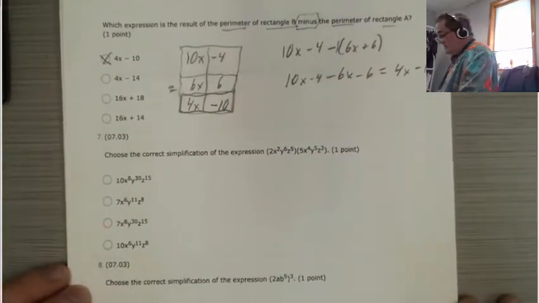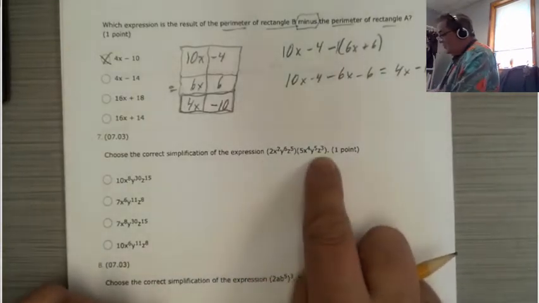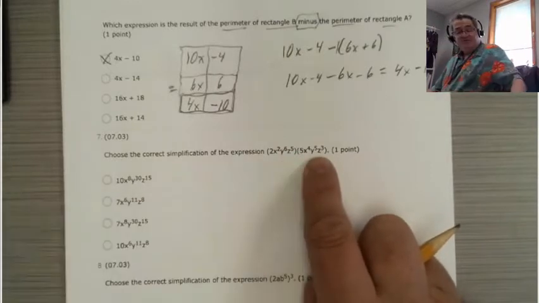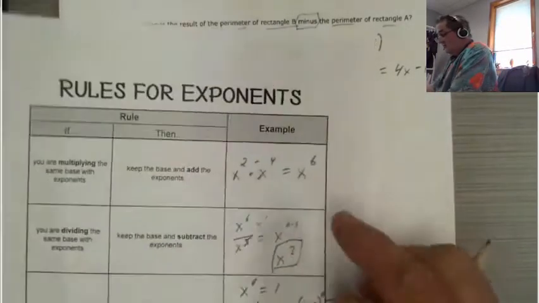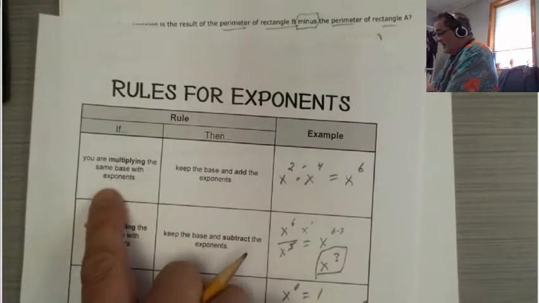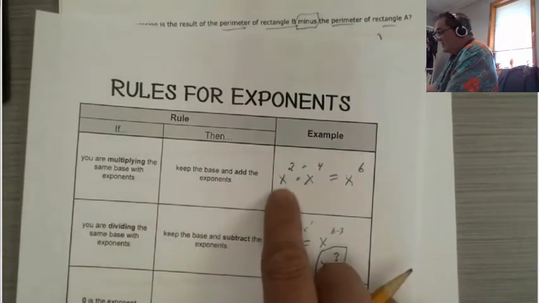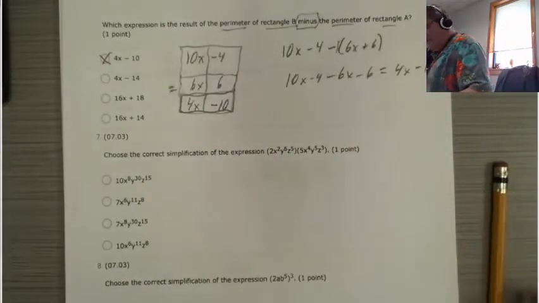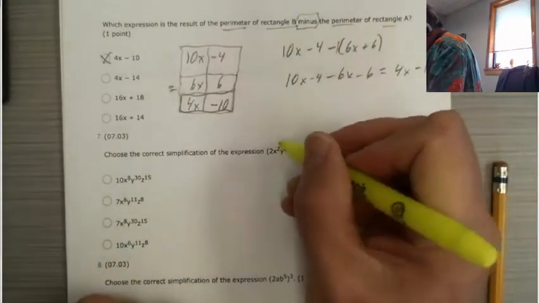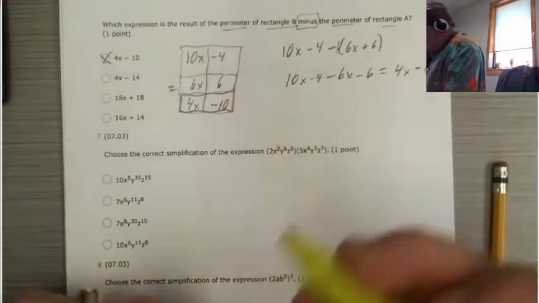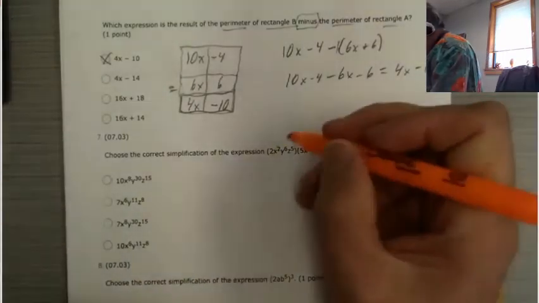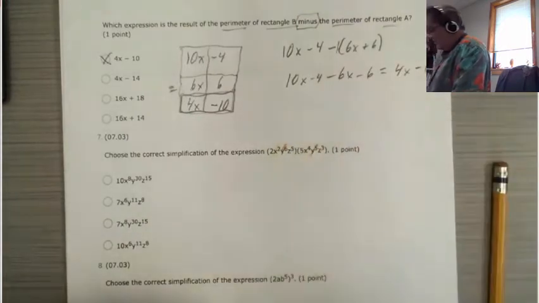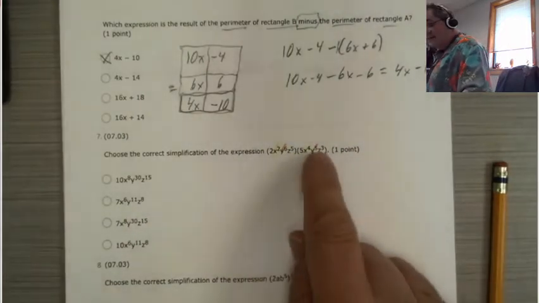All right, choose the correct simplification of this expression. So what we have here is one term and another term. This goes back to our rule for multiplying exponents. If we have an x squared times an x to the fourth, it's x to the sixth. So for this, we have to identify like terms. x squared, x to the fourth, y to the sixth and y to the fifth. These are both x's, both y's.